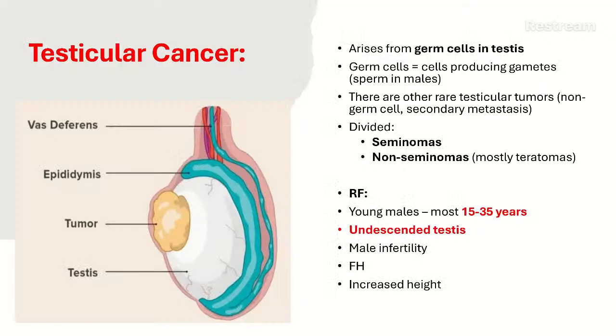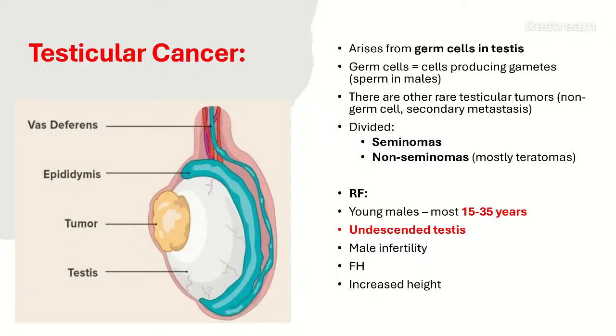Okay, testicular cancer. So testicular cancer typically arises from germ cells in the testes, and germ cells are cells producing gametes, so that's sperm in males. There are other rare testicular tumours, so non-germ cell or secondary metastases, but I wouldn't worry about these in terms of UK MLA finals. Focus on the high yield diagnosis. So mainly divided into seminomas and non-seminomas, and non-seminomas are mainly teratomas.